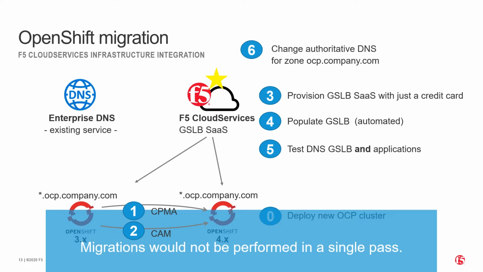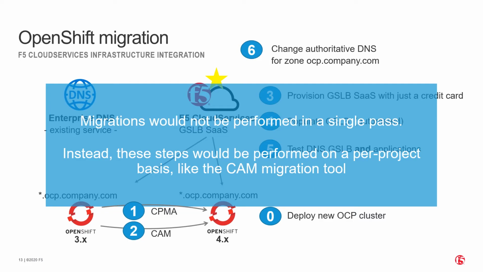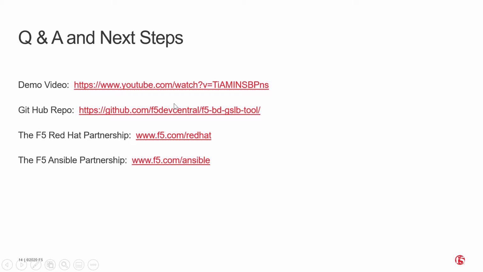So the most compelling thing from a short-term perspective that we've seen with our GSLB services is essentially migration. A lot of our customers, our mutual customers, are looking to migrate. We've built this GSLB tool, and so the process is fairly straightforward. We have our enterprise DNS. We then change the authoritative DNS for zone ocp.company.com to make F5 the authoritative DNS for that particular zone. We provision the GSLB SaaS with just a credit card, but in fact, our plan is to have a 30-day free trial. So setup and configuration can happen for free.